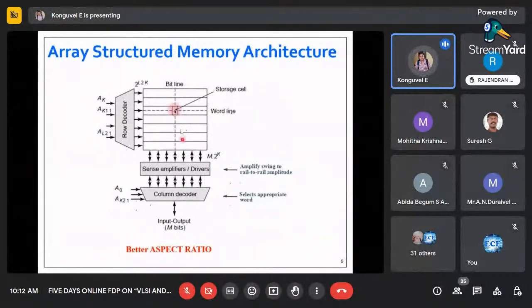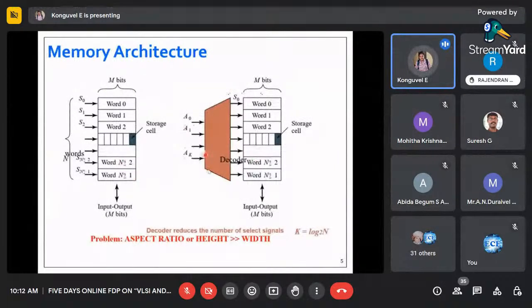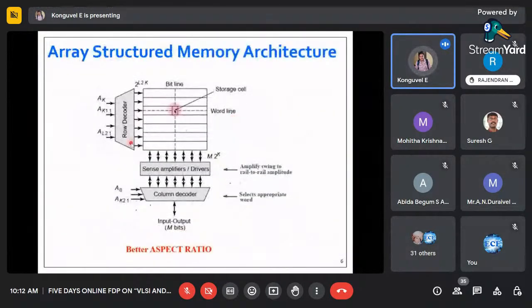In the 1D architecture, for select lines alone we are putting the decoder. But in the 2D, or structured memory architecture, you put a decoder for the row and a decoder for the column. The row decoder will be used for selecting a complete word. Selecting a complete word means energizing a complete word.